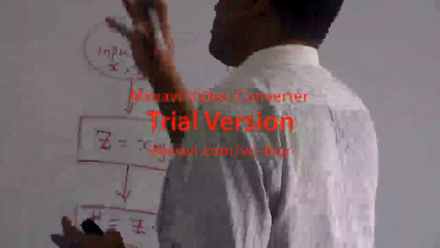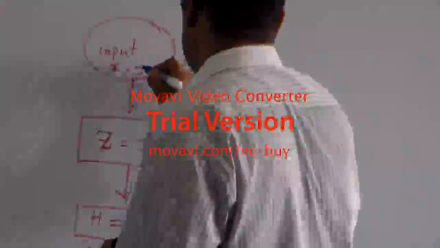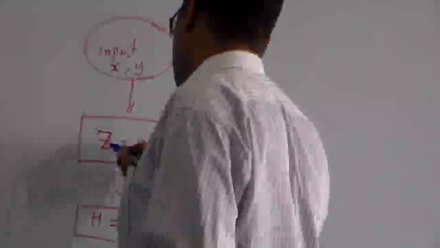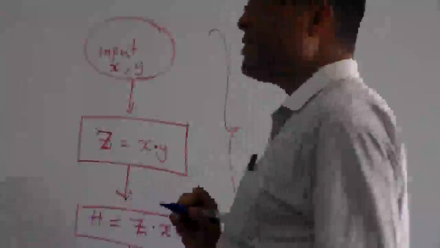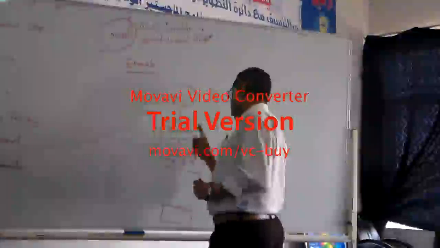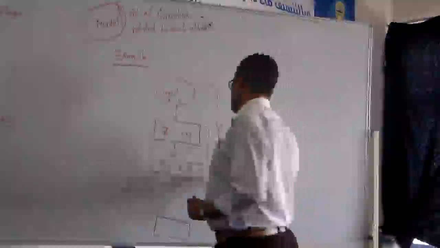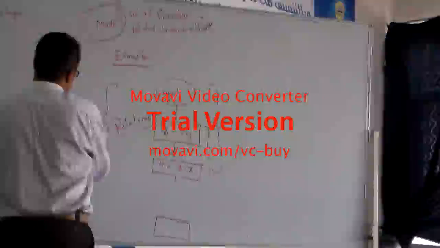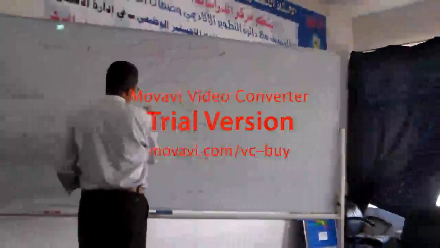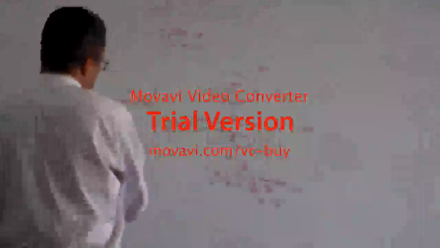So the variables of our problem are x and y and z and h. So these are the variables. The relationship between the variables, how they relate to each other, they are related to each other in this way. z equals x times y. h is equal to z times x. So these are the relations. Okay? The relations form the observations, which is our model.